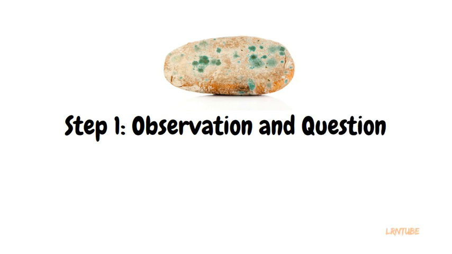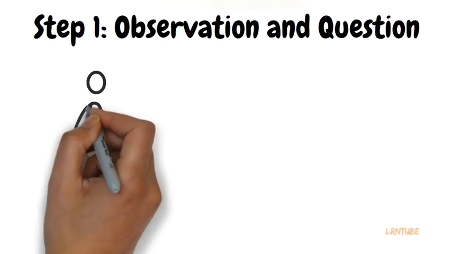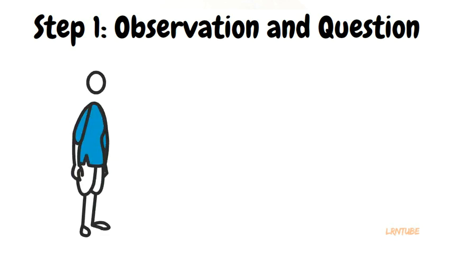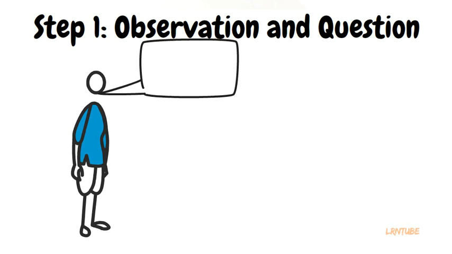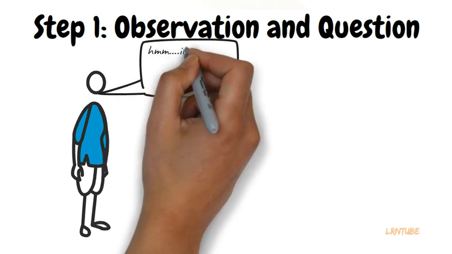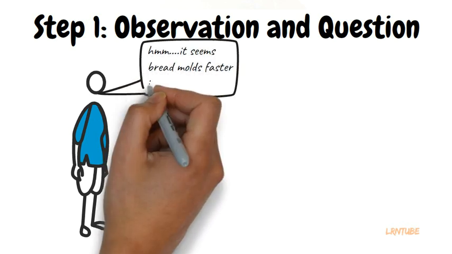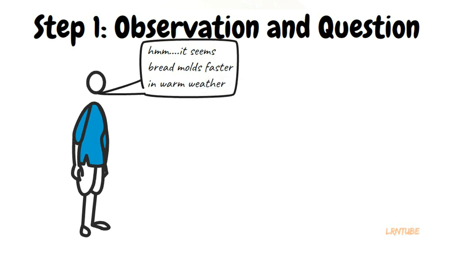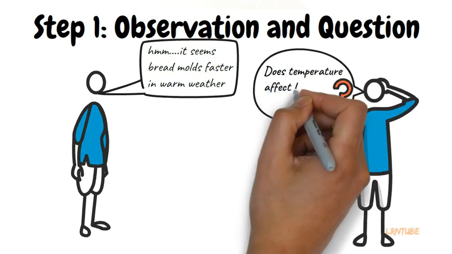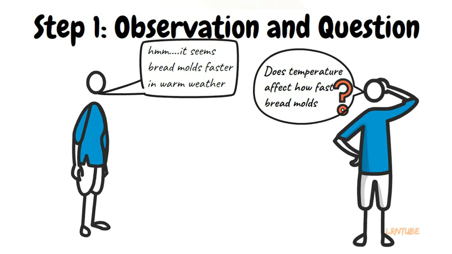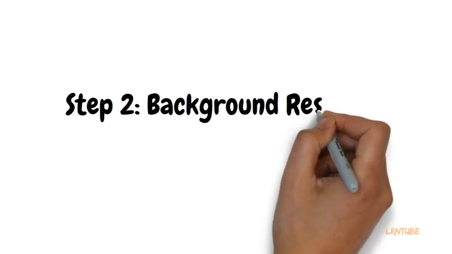Everything begins with an observation. You notice something about the natural world that catches your attention. And in this case, the observation is that bread molds quickly in warm weather. And this leads you to ask a clear, testable question. Does temperature affect how fast bread molds? This will lead you to your next step, background research.